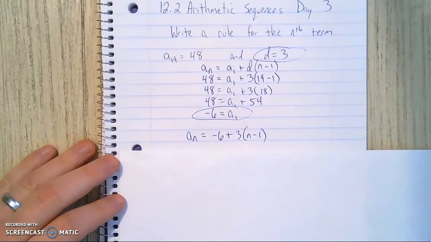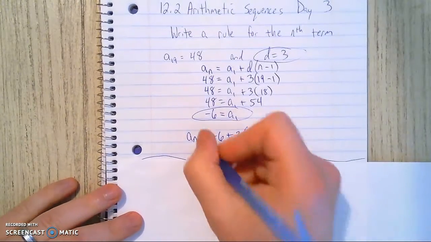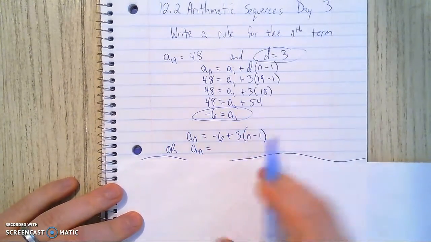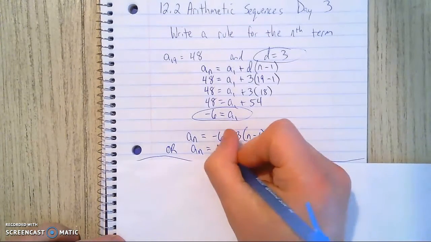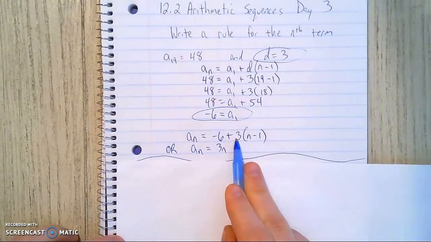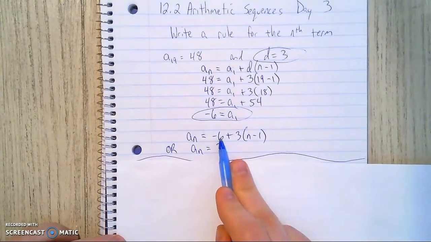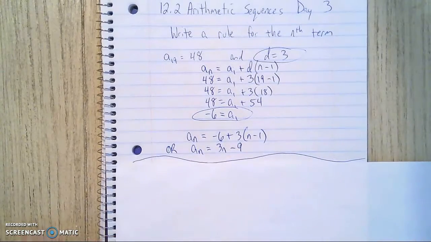You could technically stop there, though you'll see that our book often goes ahead and simplifies this. So I'm going to do the same, and that's the simplified version. I'm going to do the 3 times n up front, so that's 3n. And then this would make 3 times negative 1 is negative 3. But then there was also a negative 6, so it's negative 6 and negative 3 makes negative 9. So you can get a simplified version of 3n minus 9.